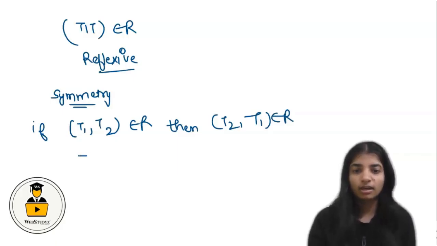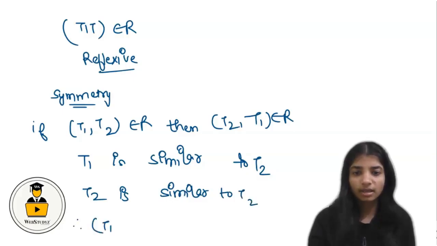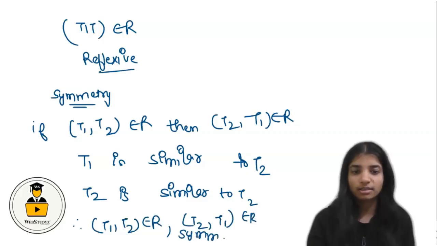Otherwise it will not be. Let's say T1 is similar to T2, then we can say that T2 is similar to T1. So T1 is similar to T2 and T2 is similar to T1. Therefore, (T1, T2) belongs to R and (T2, T1) belongs to R. Then we can say that the relation is symmetric.